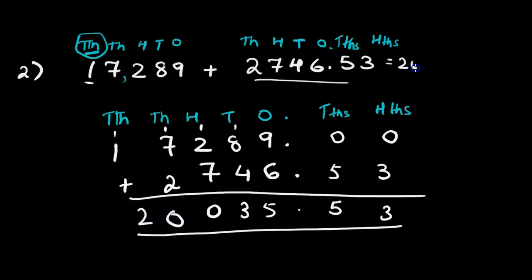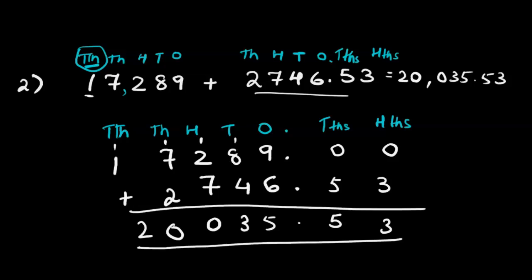And the answer that we got is 20,035 and 53 hundredths. So this is how we add numbers with decimals up to hundredths place. Process stays the same no matter how many digits are there in the question. We always put the place value chart first, then we put in the numbers.